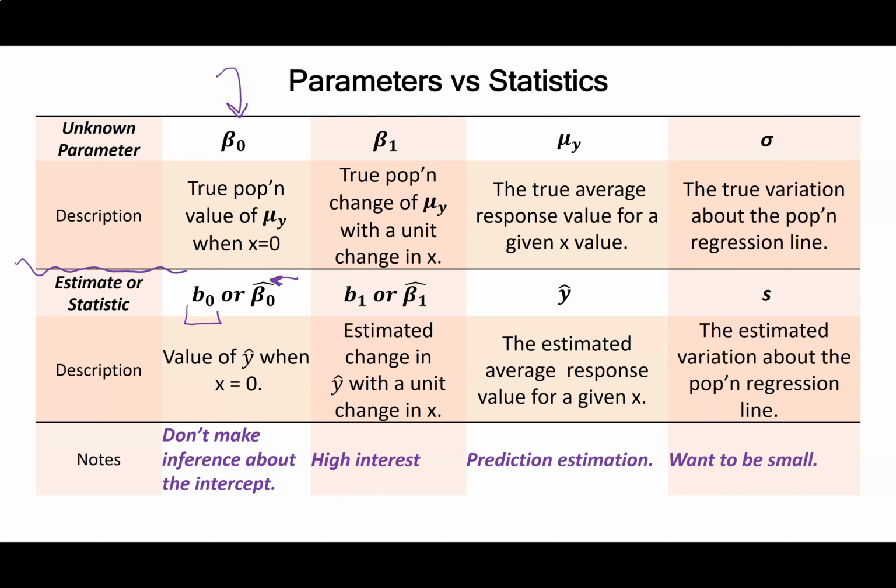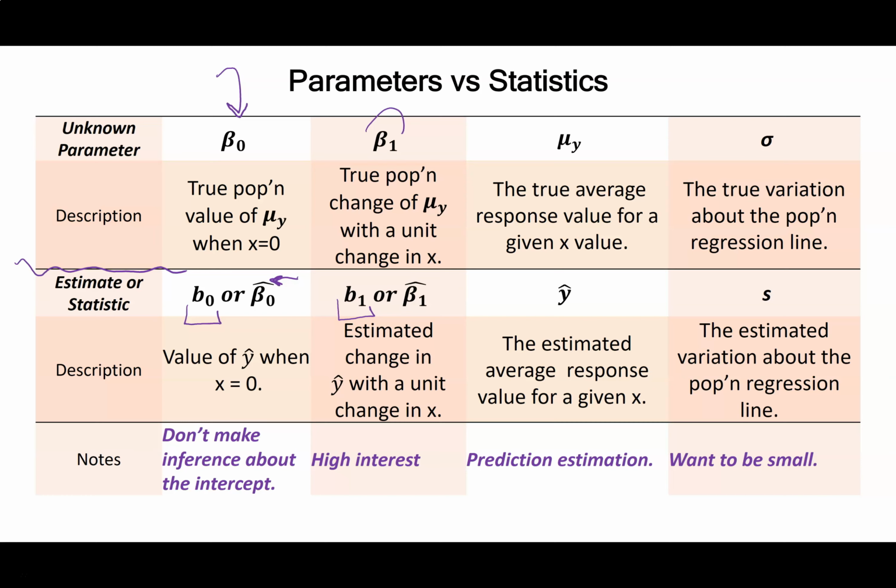Similarly, if we're looking at the slope, which is beta 1 of the population, we're going to estimate it using the slope from our sample line. You might see a beta 1 hat if you go around online, but we're going to use the notation B1.